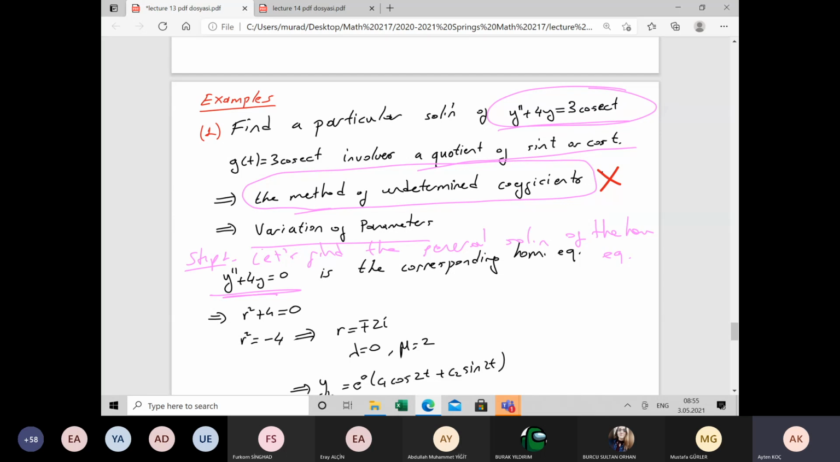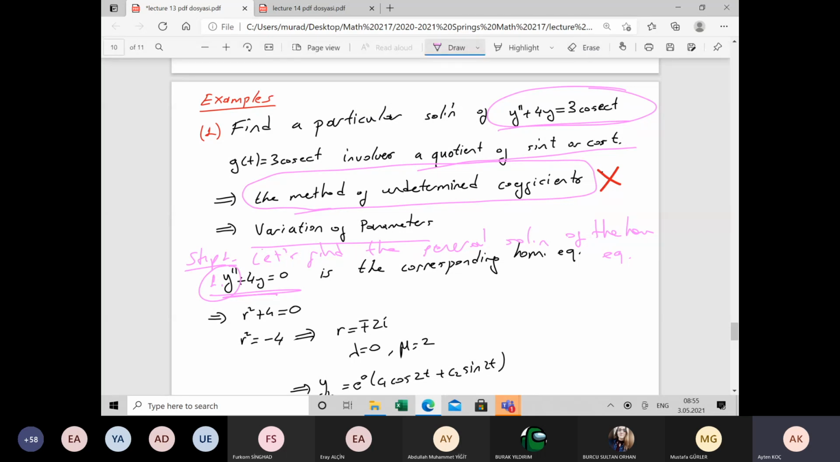This one is in standard form, because the coefficient of y double prime is 1. And the coefficients of y prime and y are constants. So it is a second order homogeneous equation with constant coefficients. How to solve this differential equation? Write the characteristic equation. This one is the characteristic equation. It is second order, so we obtain 2 roots, plus and minus 2i, complex numbers.